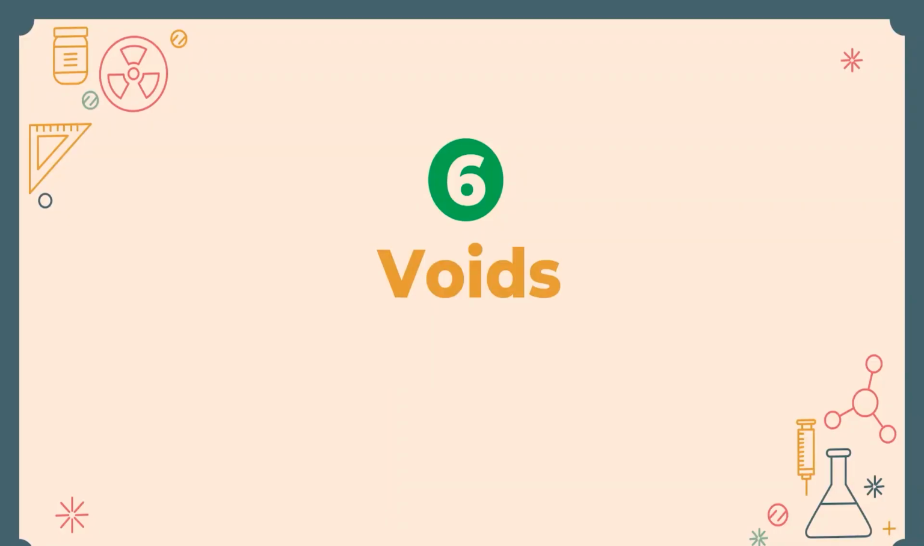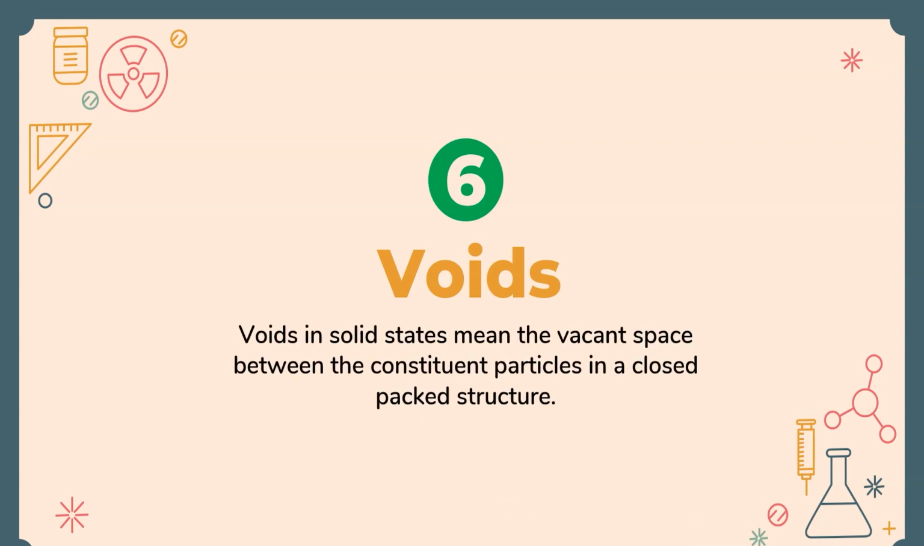So today we are going to start with the voids, a very small idea I have already given in my previous video, and I hope that you have at least a little bit of knowledge about the voids. So let me explain this. Void is the empty space, the vacant space between the constituent particles in a closed packed structure. Void in a solid state means the vacant space between the constituent particles in a closed packed structure.